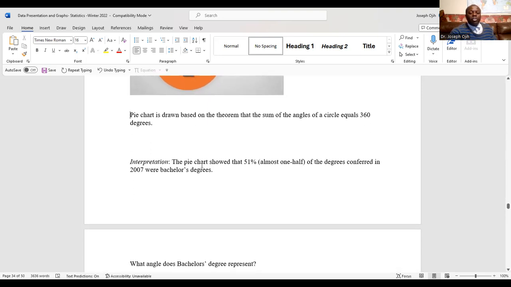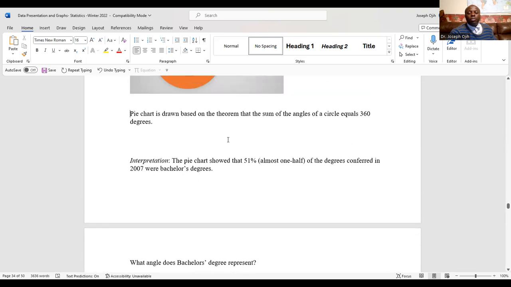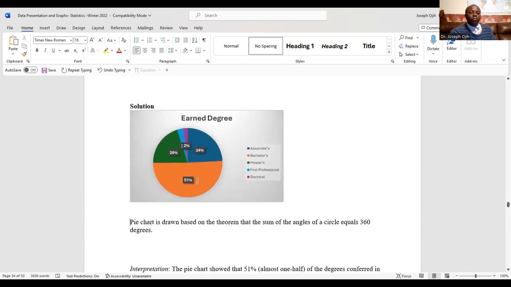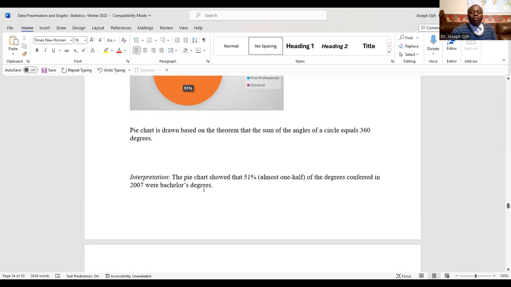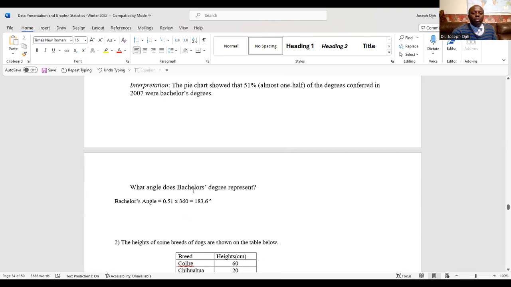So, the interpretation of this: the pie chart shows that 51%, almost half of the degrees conferred in 2007, are bachelor's degrees. You can see it from here. Now you can see that it gives us the answer in percent. Now, suppose I ask you, what angle does bachelor's degree represent?